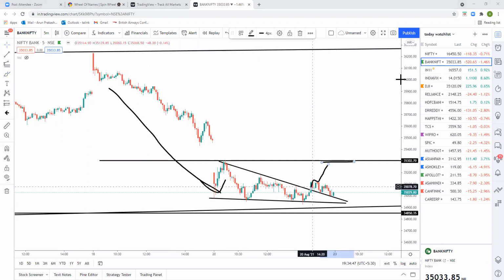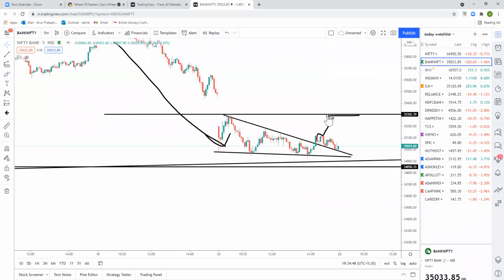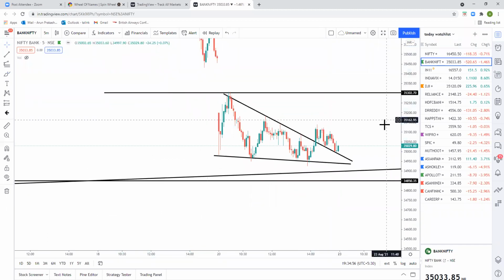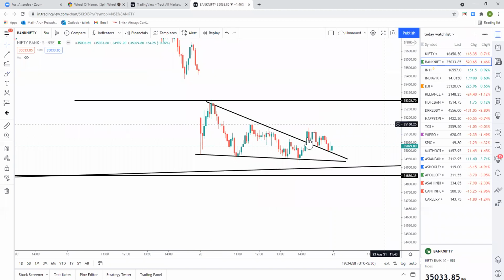Normally, we do not take any fresh intraday entries in Bank Nifty or Nifty after 2 o'clock or 2:30. That's the reason we avoided this breakout also. You trade in the first half, before 2 o'clock. We will not be trading after 2 o'clock or 2:30.